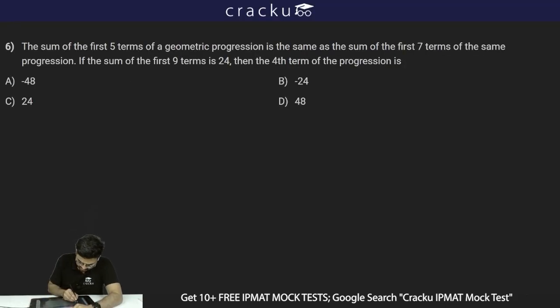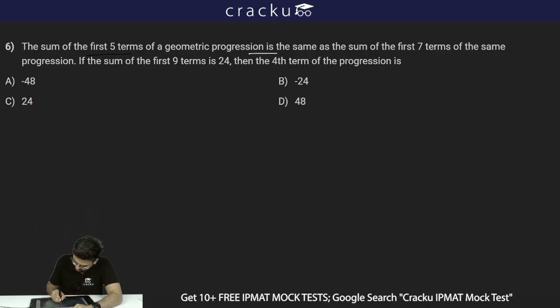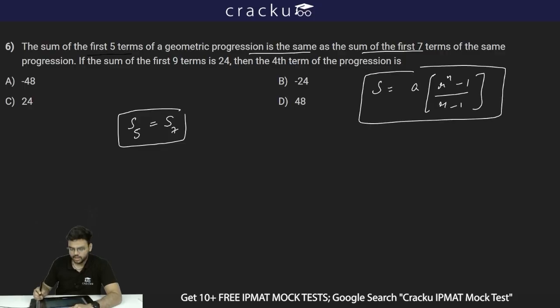The next question is saying the sum of the first 5 terms of a geometric progression is the same as the sum of the first 7 terms. So sum of first 5 is equal to sum of first 7. So what is the sum of a geometric progression? It is a into r to the power n minus 1 divided by r minus 1, where r is the common ratio, n is the number of terms and a is the first term.